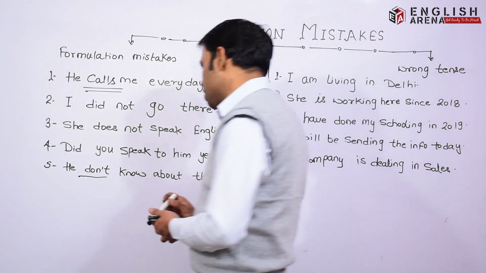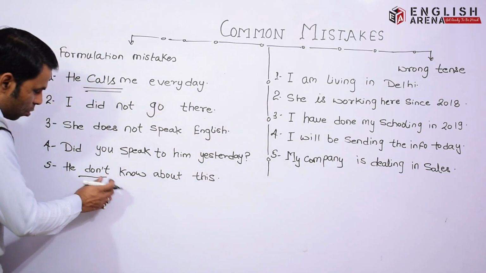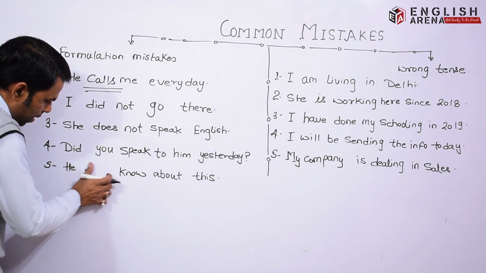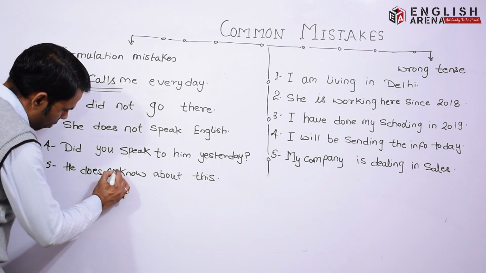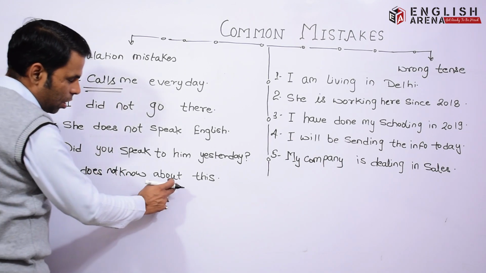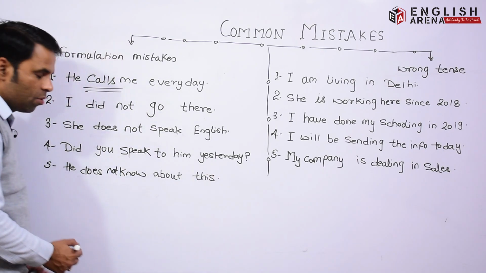That is correct. He does not go there. So what is the problem here? The problem is do not. So do not is incorrect. You have to say does not. Now this is correct. He does not know about this. He doesn't know about this.